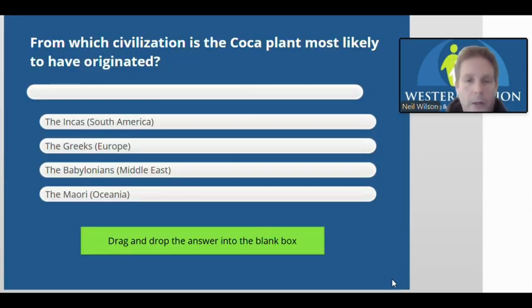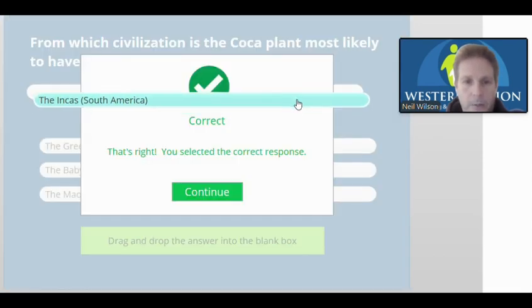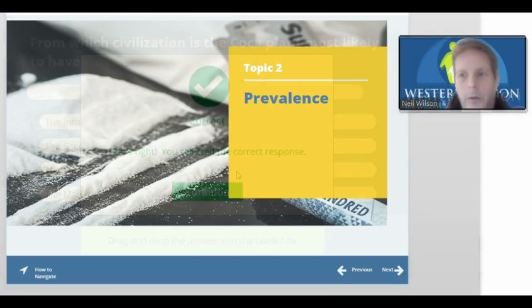So we'll finish up with a little question there. From which civilization is the coca plant most likely to have originated? And therefore we can nicely put in the right answer there.